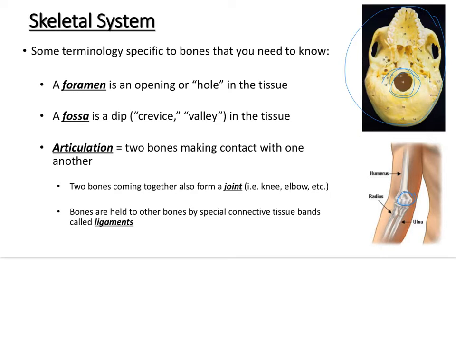Now, at a joint, you have special connective tissue that holds those bones close together, and those are called ligaments. So if you hear about an athlete tearing a ligament, what they've torn is connective tissue that actually attaches bone to bone.